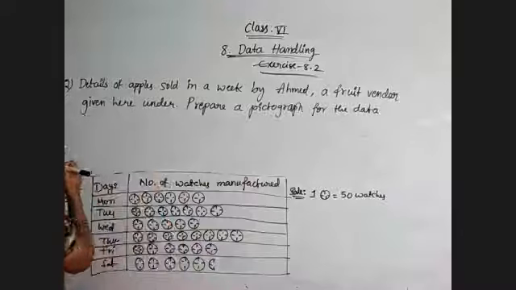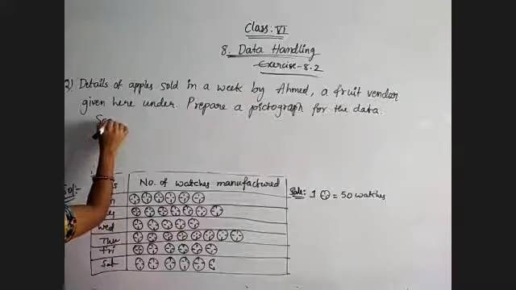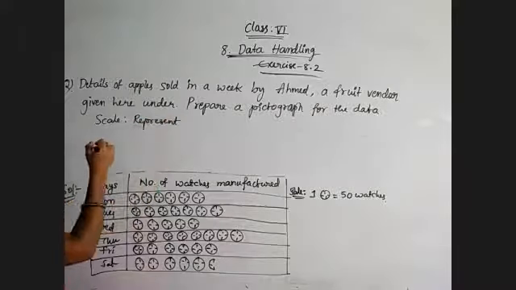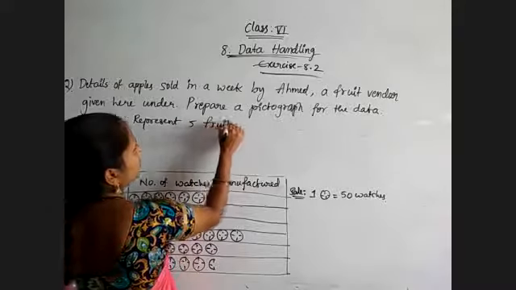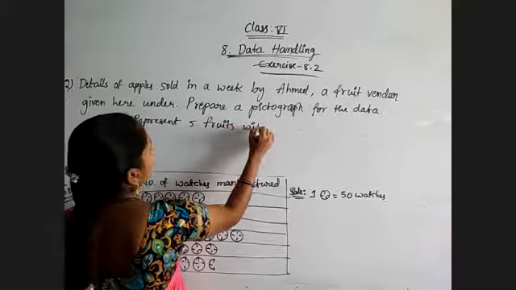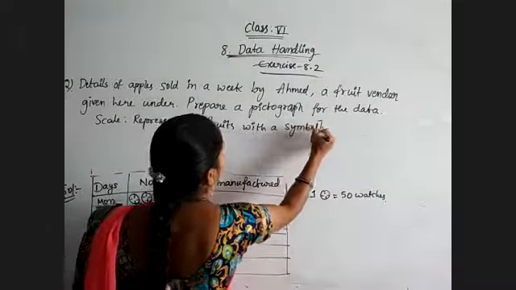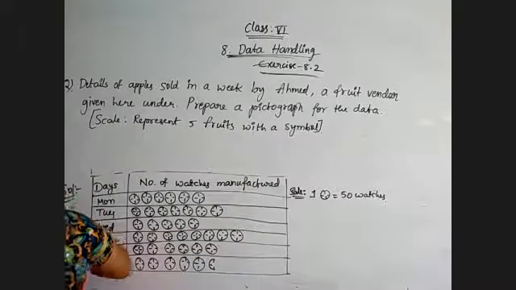And also given the scale: represent 5 fruits with a symbol. So here the table is given like this.